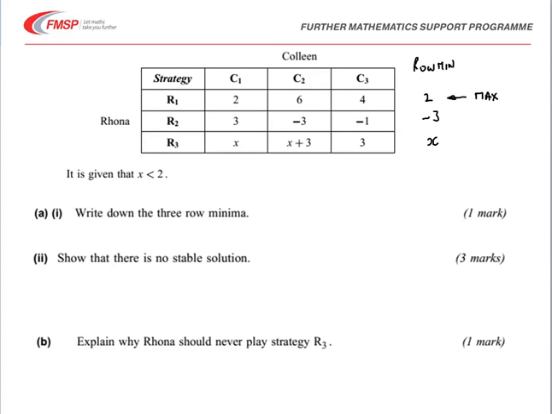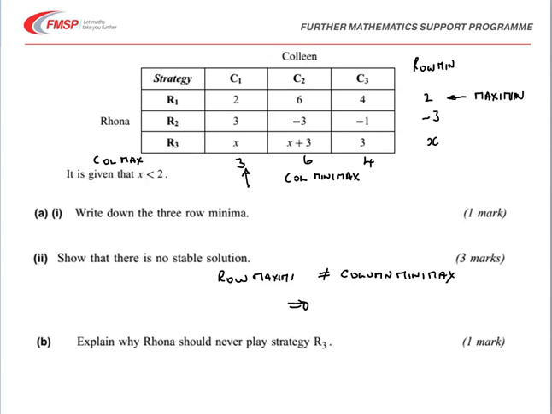So this is what's called the maximin value, and we need to compare that with the minimax value for the column. So we need to work out the column maxima values, and those turn out to be 3, 6 and 4. So there's no stable solution. So the minimax value, or the column minimax, is equal to 3. So we need to simply say that there's no stable solution as the row maximin value is not equal to the column minimax. And that implies there is no stable solution.